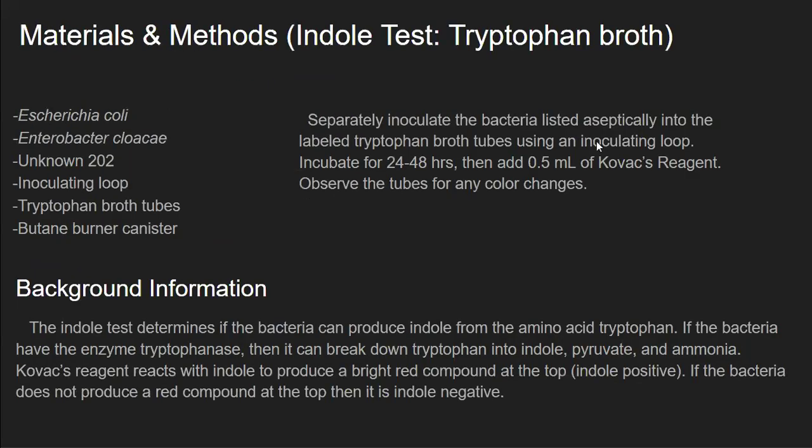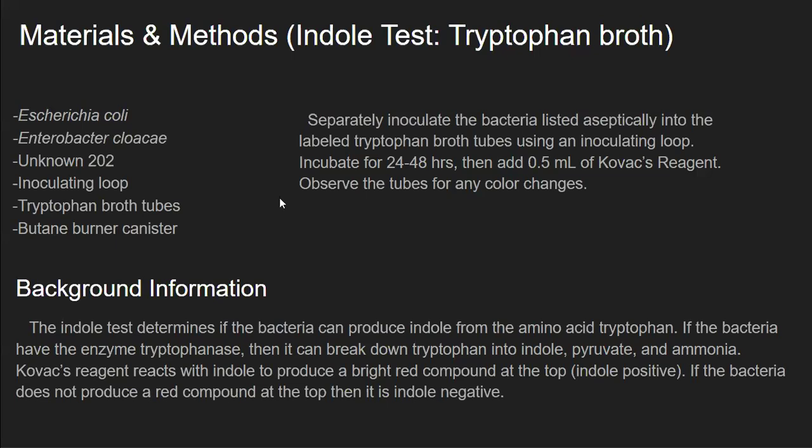The materials and methods for the indole test, tryptophan broth. These are the materials. Separately inoculate the bacteria listed aseptically into the labeled tryptophan broth tubes using an inoculating loop. Incubate for 24 to 48 hours, then add 0.5 milliliters of Kovac's reagent. Observe the tubes for any color changes.